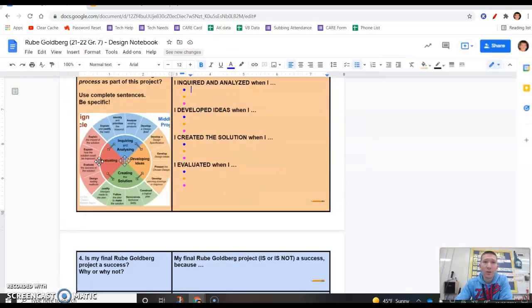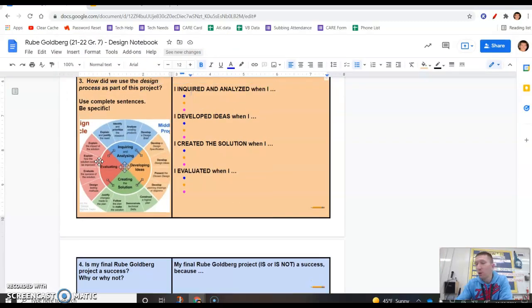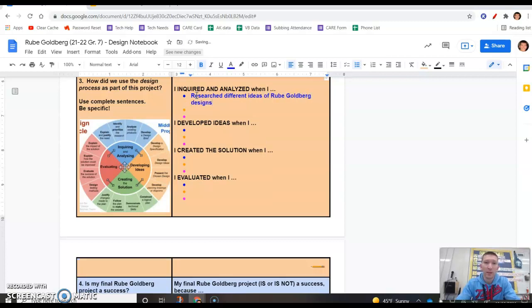So thinking back to the very beginning of this project, before you started building, before you started drawing out your plan, what are some of the things you did? And so you would write them here. Just for one example of inquiring and analyzing, I researched different ideas of Rube Goldberg designs. That is inquiring and analyzing research.